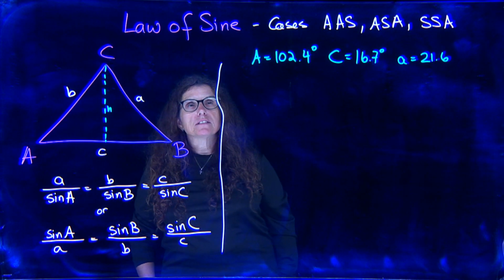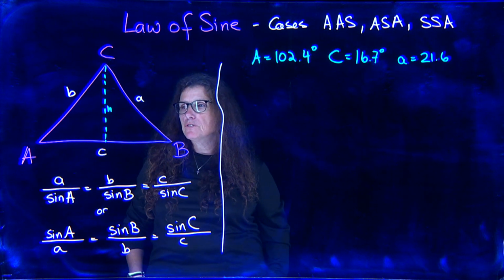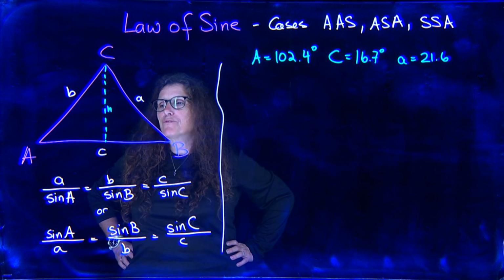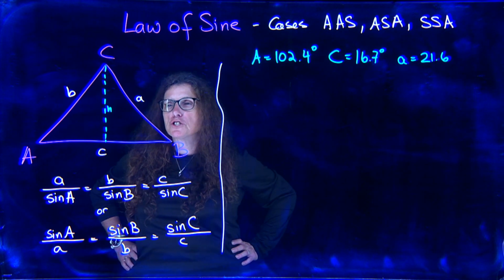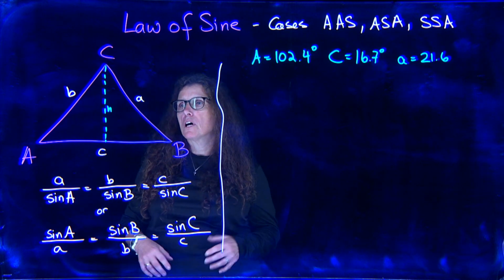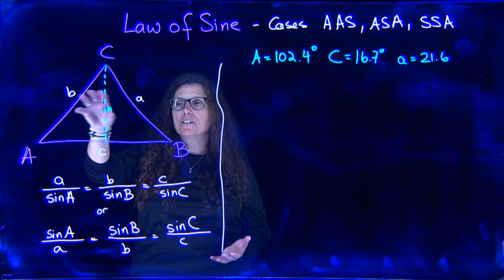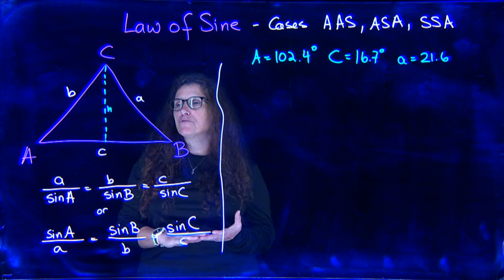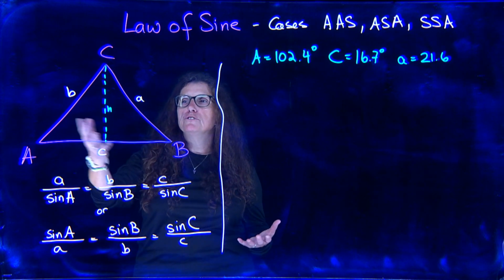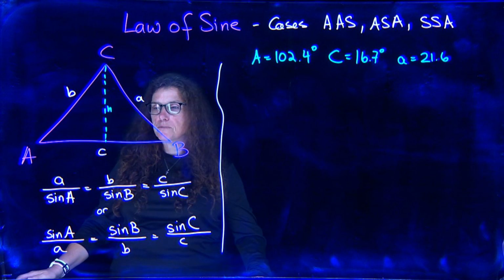Let's take a look at the law of sines. I already have a triangle here. We're using the law of sines if we do not have a right triangle relationship where we can use opposite, adjacent, hypotenuse. We use the law of sines to find all the angles and sides of an oblique triangle, aka no right angle anywhere within my triangle.